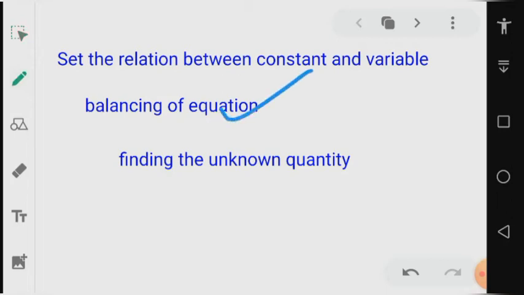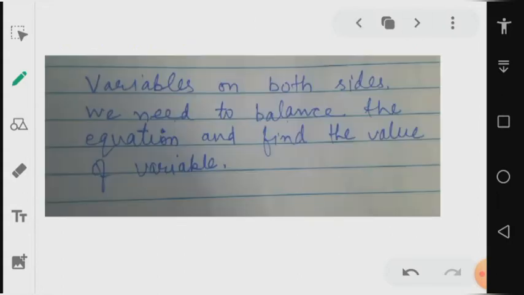Today we will discuss the relations between constant and variable. Then balancing of equations means how to balance the LHS and RHS. Then finding the unknown quantity, which will be based upon arithmetic operations.